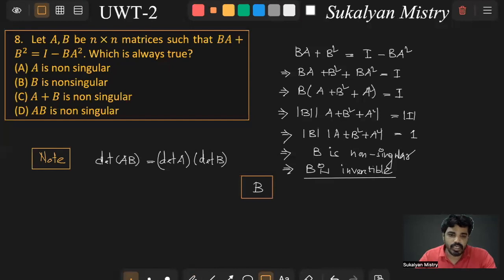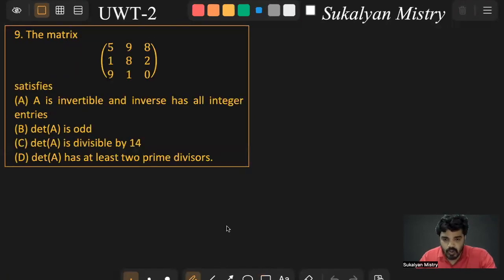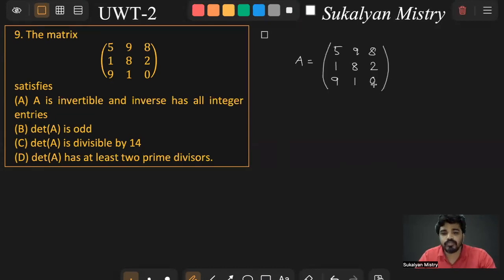Okay, so next example. So it is a very, very important example. So here what is given? Suppose this is the matrix A. A is 5, 9, 8, 1, 8, 2, 9, 1, 0. Okay, so just you calculate determinant A. So if you calculate determinant A, you get determinant A is equal to minus 416.